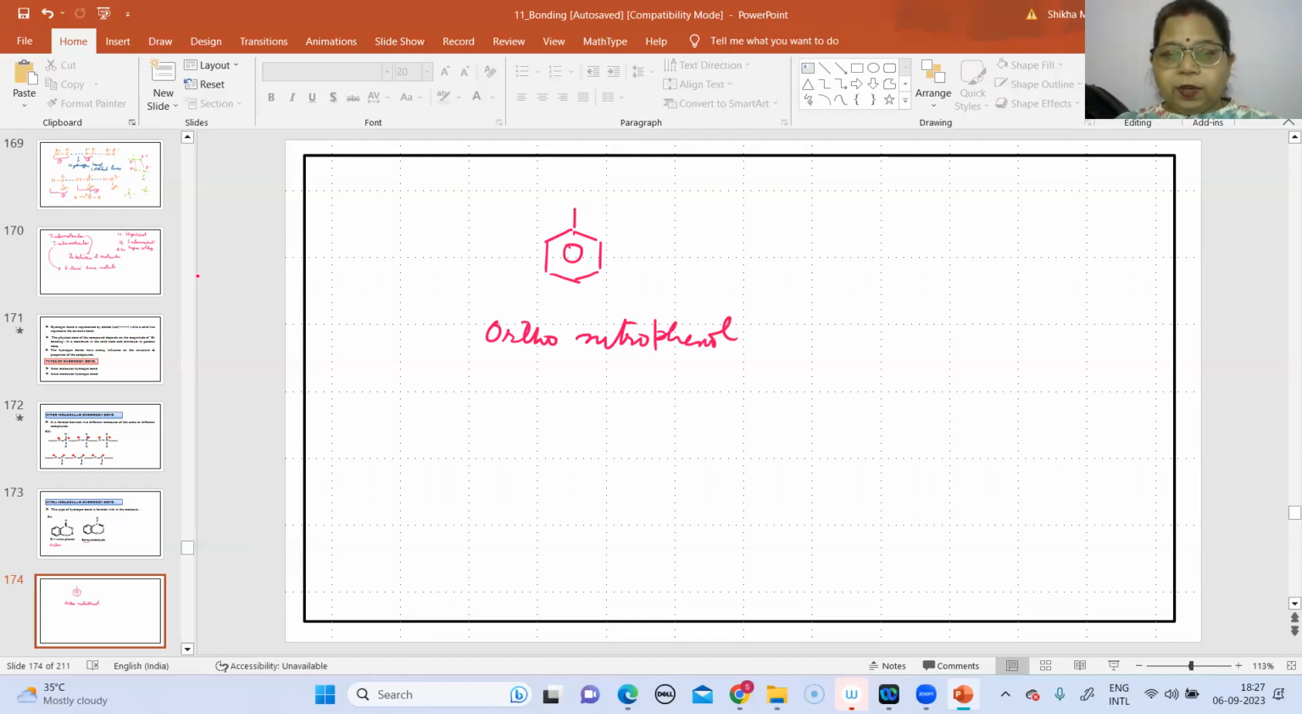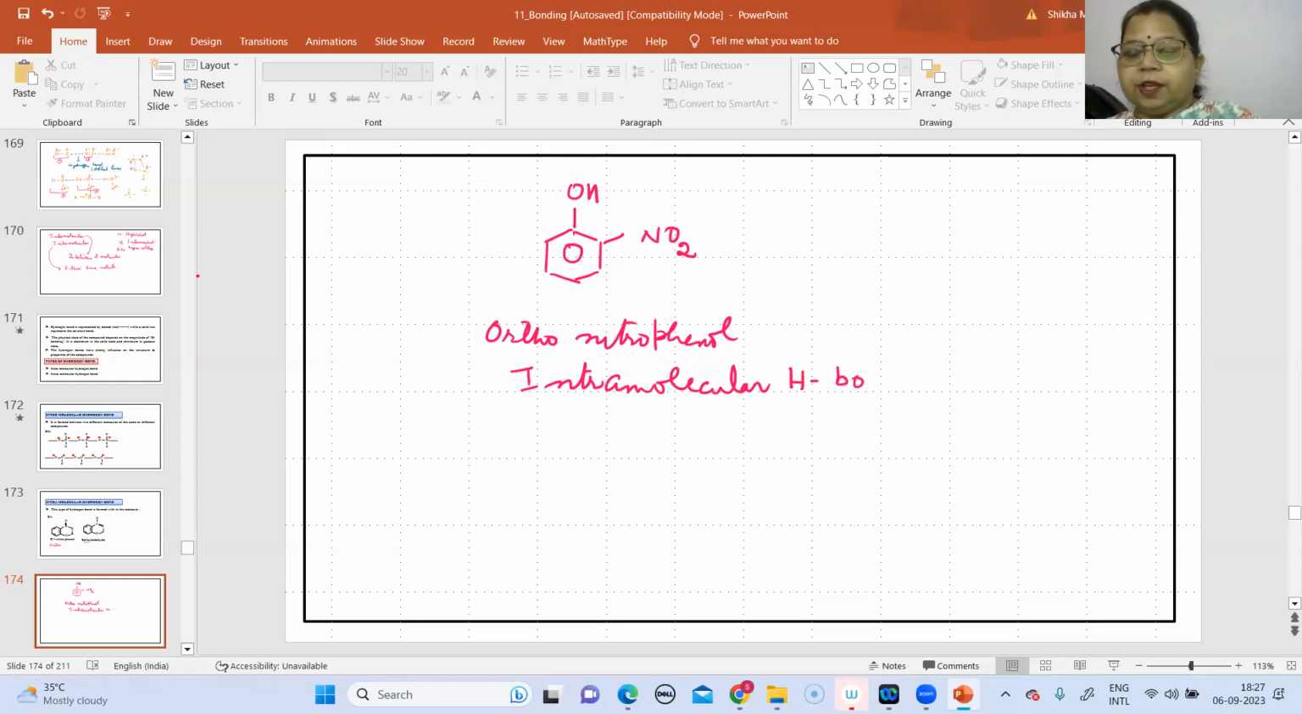So we have an OH group here. That is, this compound is now phenol. Nitro means at the ortho position, we have NO2, right? So we say this compound shows intramolecular hydrogen bonding. That is, a hydrogen bond is formed within the molecule. How? Let's see.